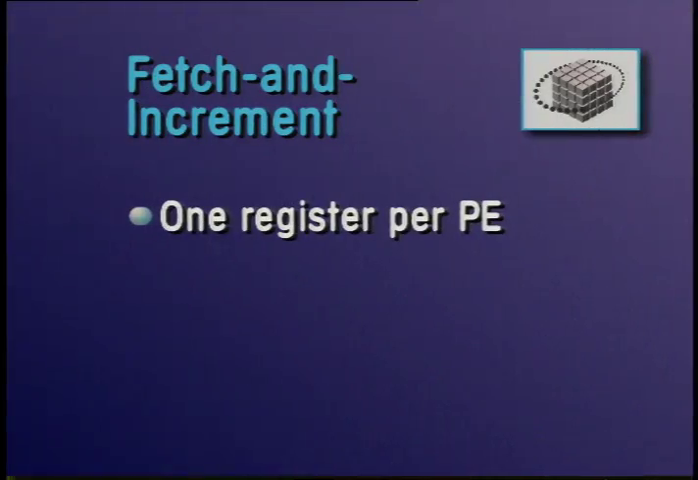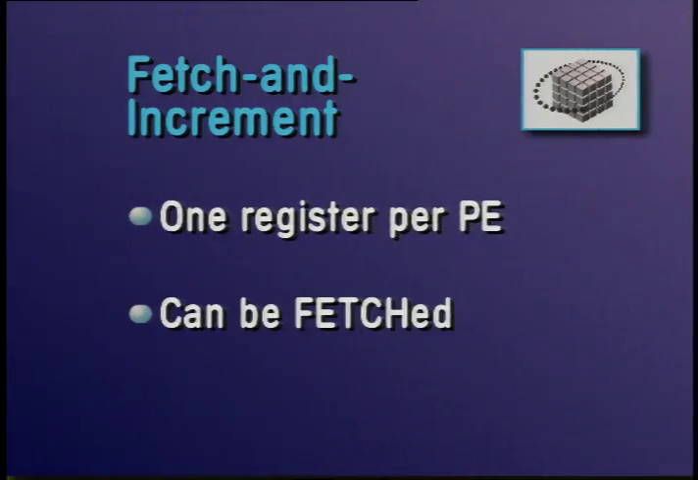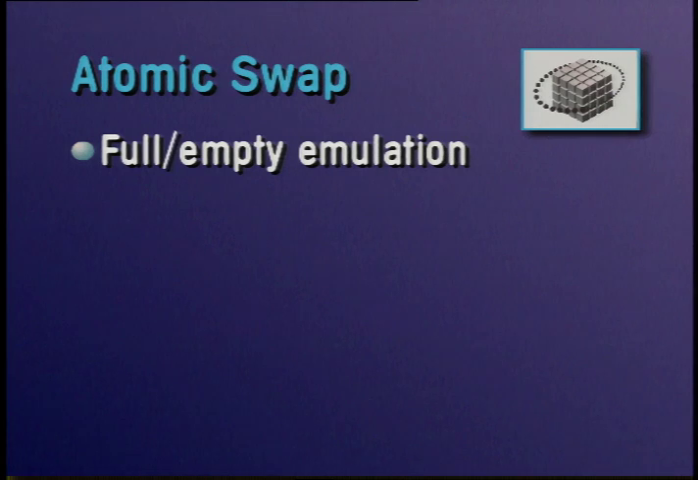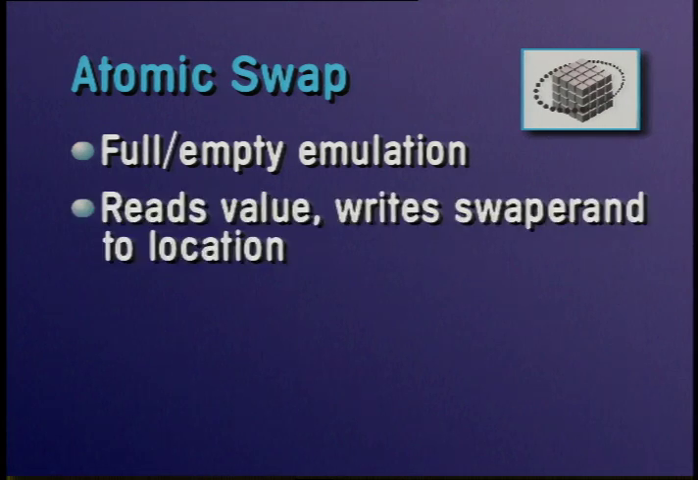Each time the fetch and increment register is read, it delivers a value 1 greater than the last. To hide the latency of accesses to the fetch and increment registers, they can be fetched to the prefetch queue. Another fine-grained synchronization mechanism, atomic swap, permits construction of locks in memory or the emulation of full empty bits on individual words of data. The swap is simply an atomic read-write of a global memory location.